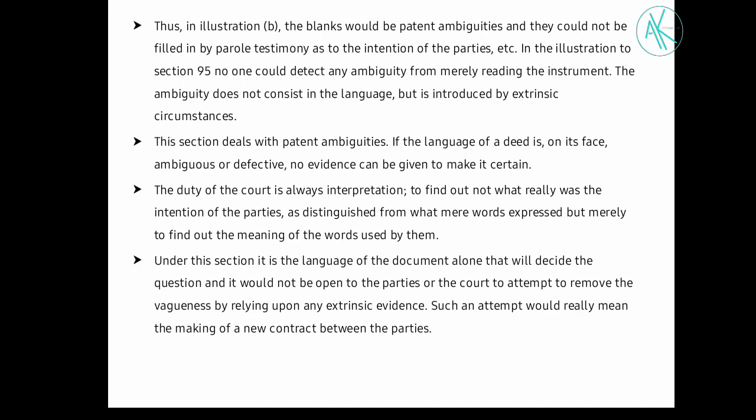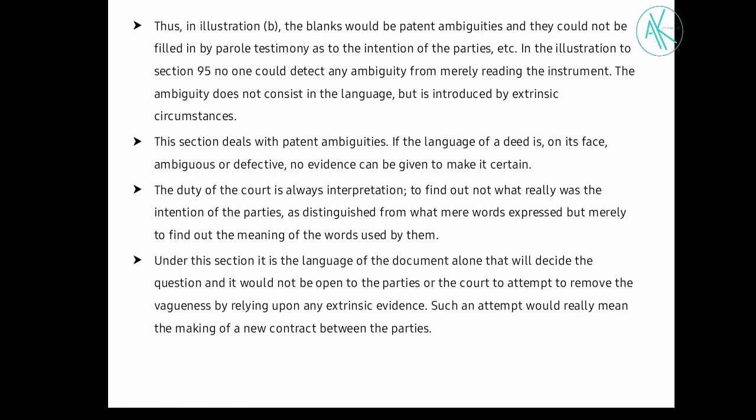In the illustration to Section 95, no one could detect any ambiguity from merely reading the instrument. The ambiguity does not consist in the language, but is introduced by extrinsic circumstances. This section deals with the patent ambiguities. If the language of the deed is on the face ambiguous or defective, no evidence can be given to make it certain.